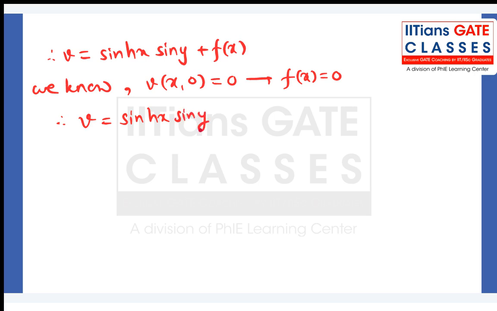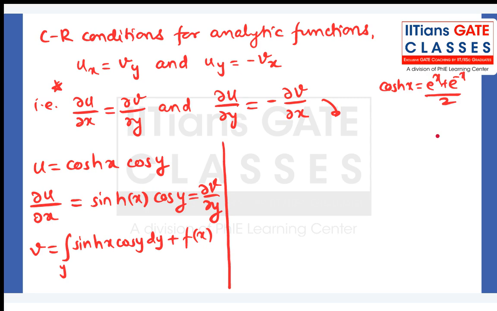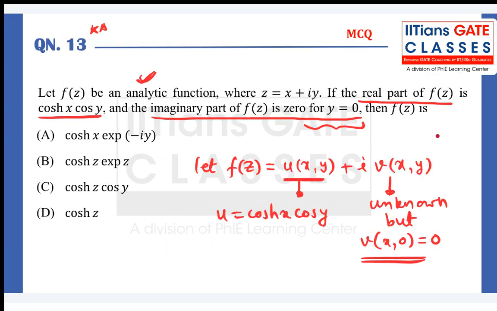And therefore your f of z is nothing but cos hx cos y plus i sin hx sin y. I'm just writing u and v; this is nothing but the u plus iv form. Now the tricky part is that even after this, the options are not straightforward. If you go to the options, the first two you can eliminate because there is no exponential part in the final solution. The confusion is between these two, C and D.